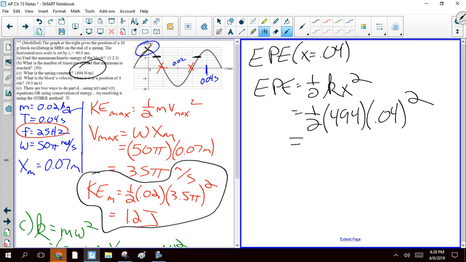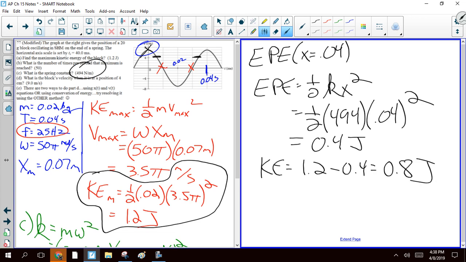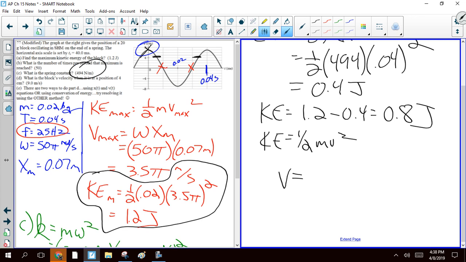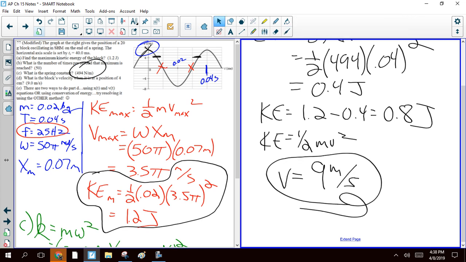Solve that, and you get an elastic potential energy that turns out to be pretty close to 0.4 joules. It's actually like 0.395. Then that means my kinetic energy has got to be 1.2 minus 0.4, so 0.8 joules. If KE is 1/2 mv squared, I know my KE and I know my mass, so I can solve for the velocity. That also gives you 9 meters per second. That way is definitely easier, and there's value in knowing how to do it both ways.